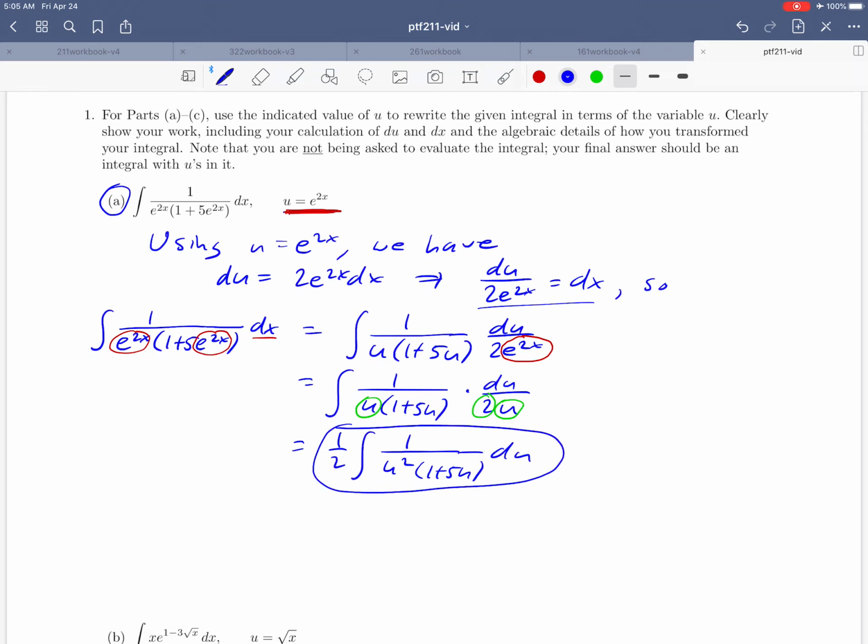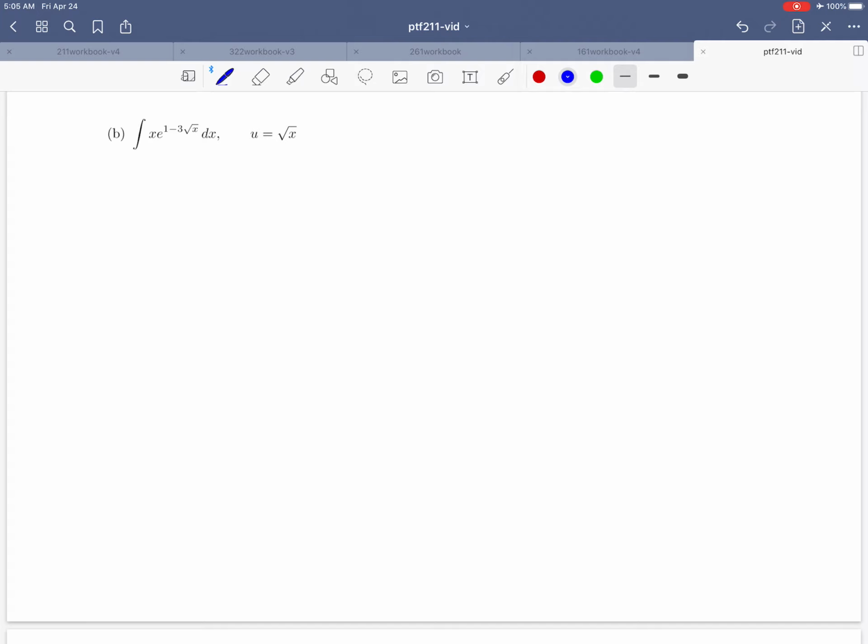For b, same thing. They're starting us off with an integral with x's in it and giving us a u that they'd like us to substitute. So using that u, we're going to start by calculating du. The derivative of the square root of x is 1/2 x to the negative 1/2, which we could rewrite if we take that x to the negative 1/2 and move it into the denominator as 1 over 2 square root of x.